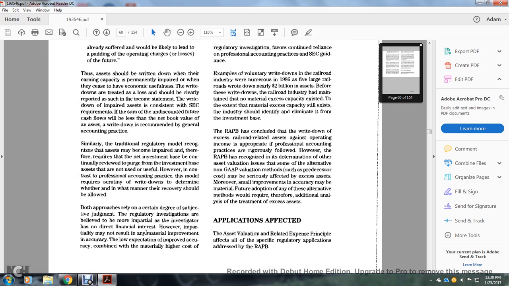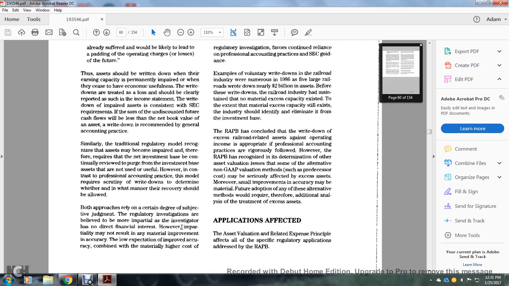Similarly, the traditional regulatory model recognizes assets being impaired, but they are removed from the net investment base and continually reviewed for the purge of investment base assets that are not useful. However, the contrast with professional accounting principles requires scrutiny of write-downs, determining whether or not, or in what manner, recovery should be allowed. Both approaches involve a certain degree of subjectivity, and regulatory investigation is believed not impracticable.